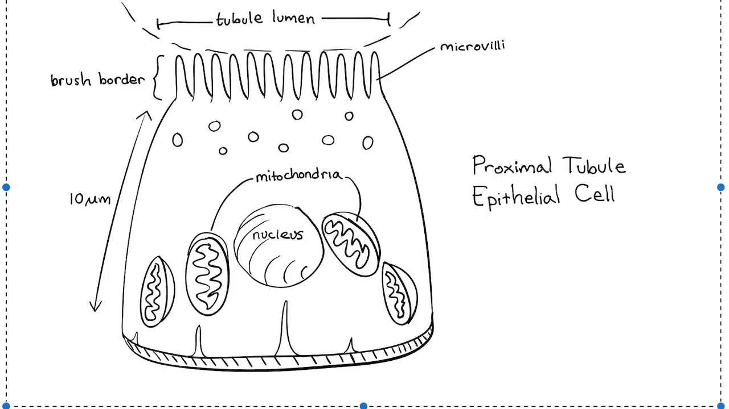This is the same continuation of the last slide, in some other direction. This is the brush border, this is the tubular lumen, this is the epithelial cell, and a huge number of mitochondria and one nucleus, and the basal side is also invaginated.